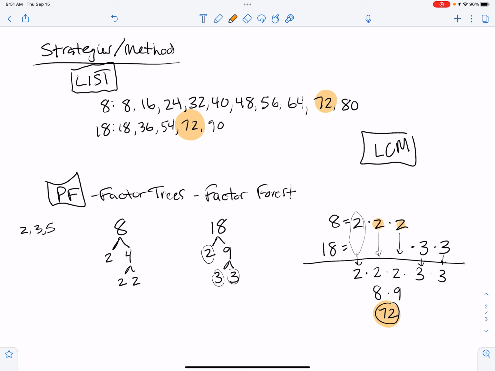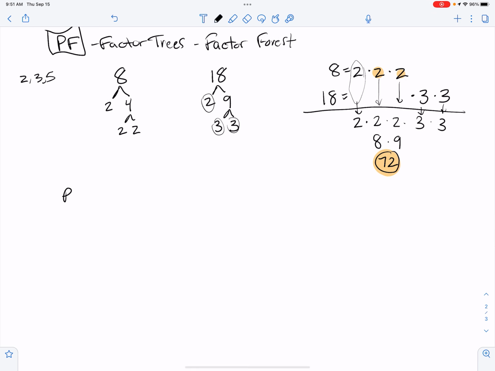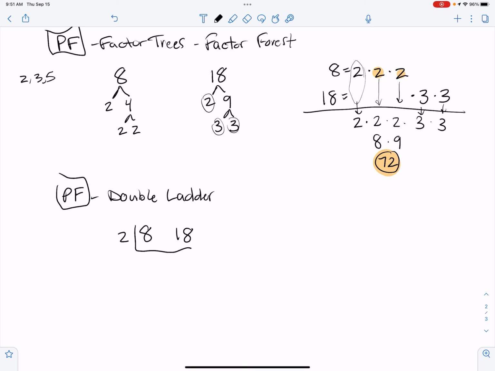So as you know, prime factorization, we also have another strategy, which is using the ladder. So if we do prime factorization with a double ladder, because we're only doing 2 numbers, you would set it up 8 with a bit of a space and then 18. And this is going to end up being pretty similar to those factor trees. We know that 2 is a factor of both of these, and so we're left with 4 and 9.